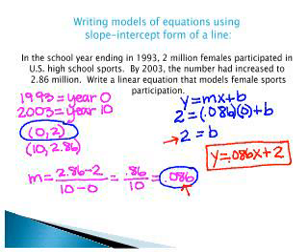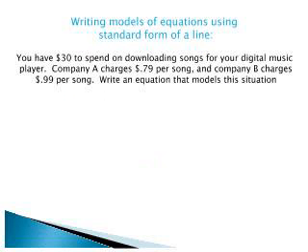All right, let's try one more. For this one, it says you have $30 to spend on downloading songs for your digital music player. Company A charges 79 cents per song, and Company B charges 99 cents per song. Write an equation that models this situation.